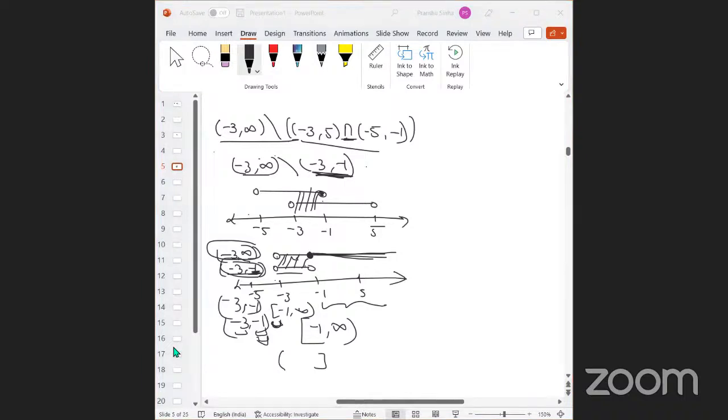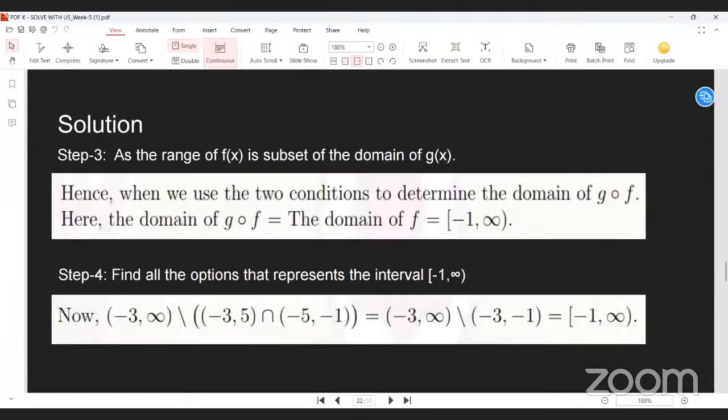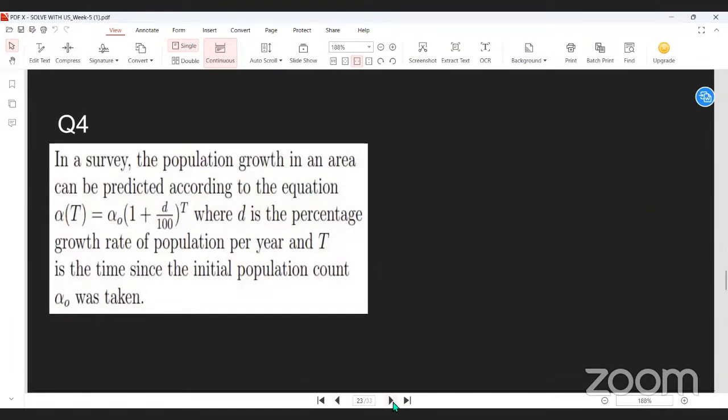If you are facing a problem, we can discuss this at the end, right? Yeah, okay, sir. So everyone else got this -1 to infinity, how this option came? Yes, sir. So we will move on to the next question.